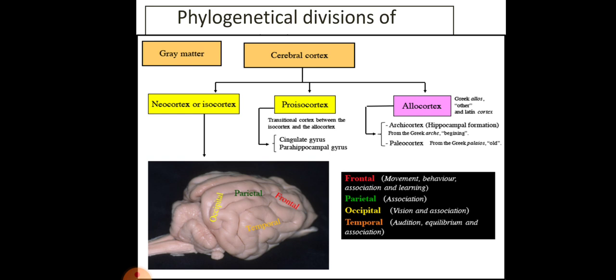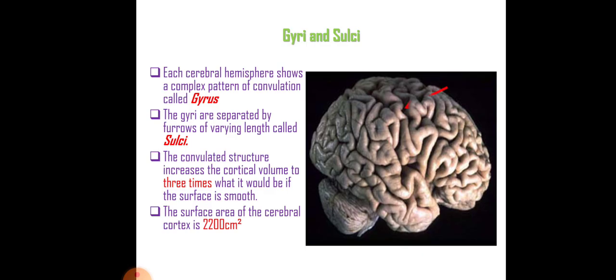The frontal lobe is responsible for movement, behavior, association and learning, while the parietal lobe is related to association. Then the occipital lobe is associated with vision and association power. Then the temporal lobe is associated with audition, equilibrium and association.